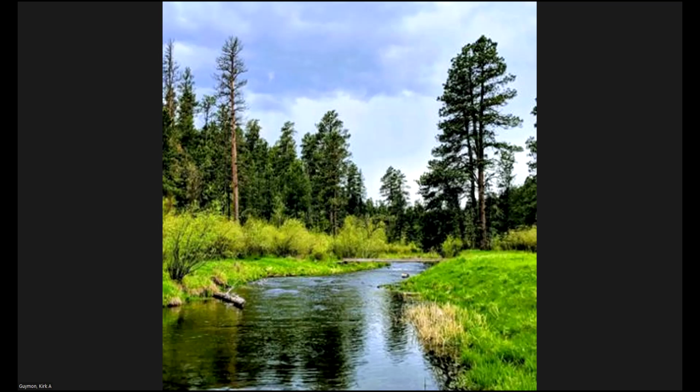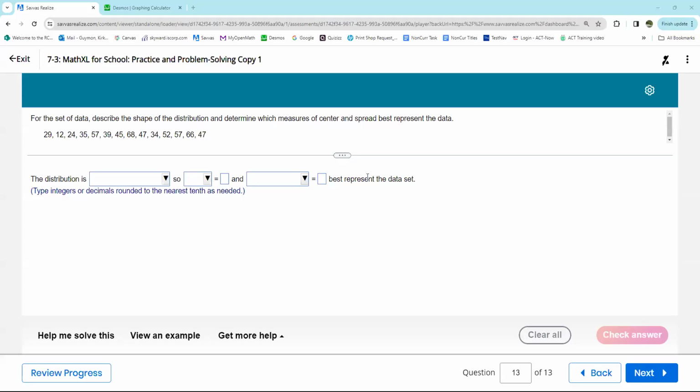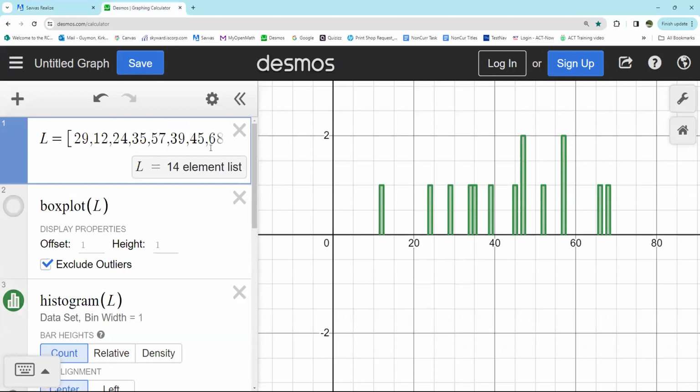All right, everybody, let's take another shot at this bad boy here. New set of data. I've entered the new data, the 29, 12, 24, 35, 57, 39, 45, 68, 47, 34, 52, 57, 66, 47 into my list, L. I've got a box plot and a histogram if you want to see those.